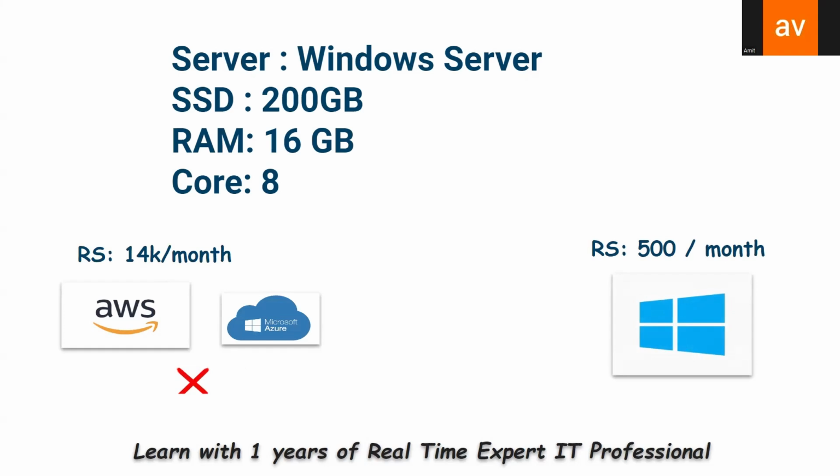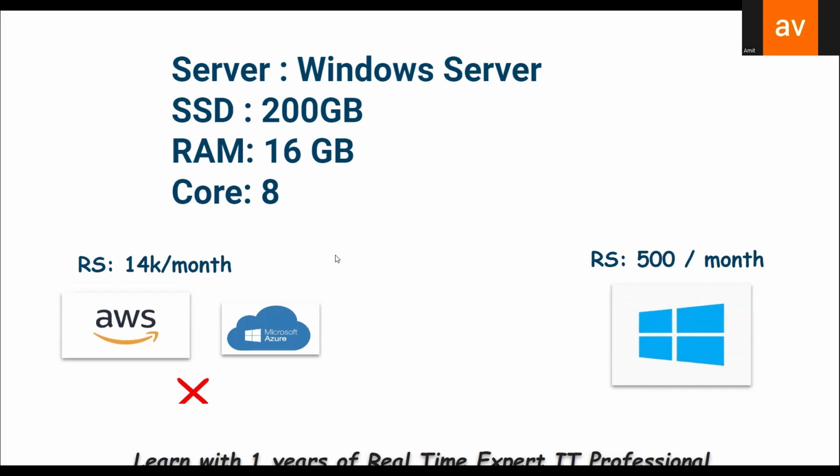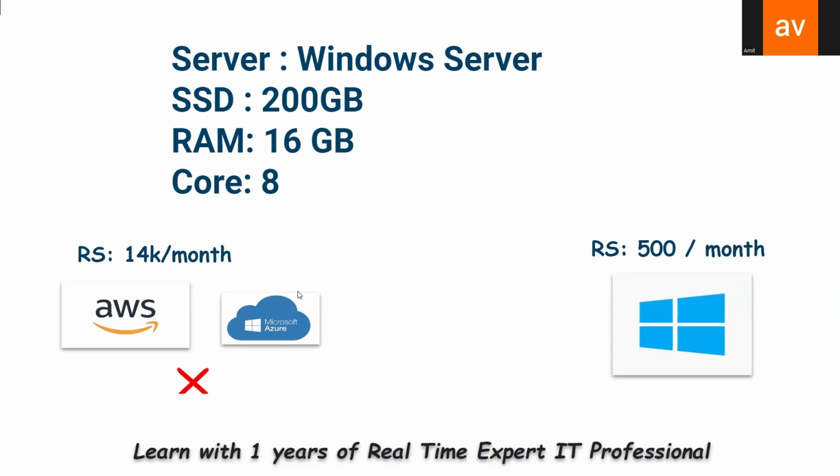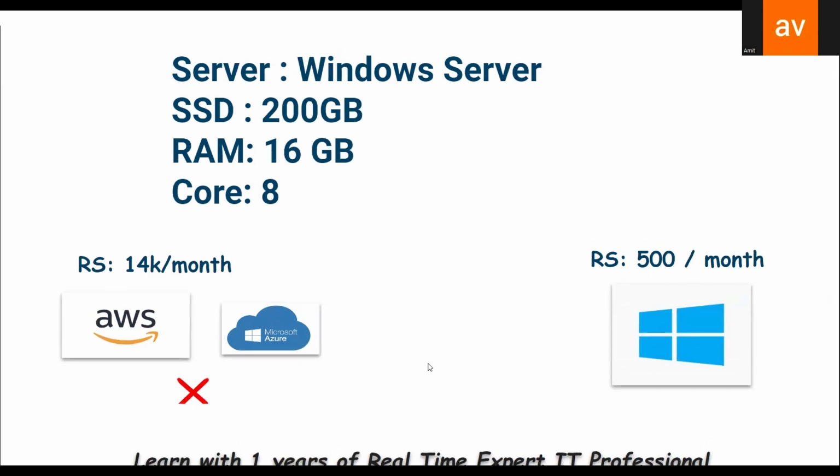If you want to search for a VPS or buy a Windows Server, you can go through Google, search Windows VPS, and they will provide you options. You can compare the price. But I have chosen one vendor called WebVine. Let me show you. And they are charging me only 500 per month for this configuration. So let me show you that vendor's details.